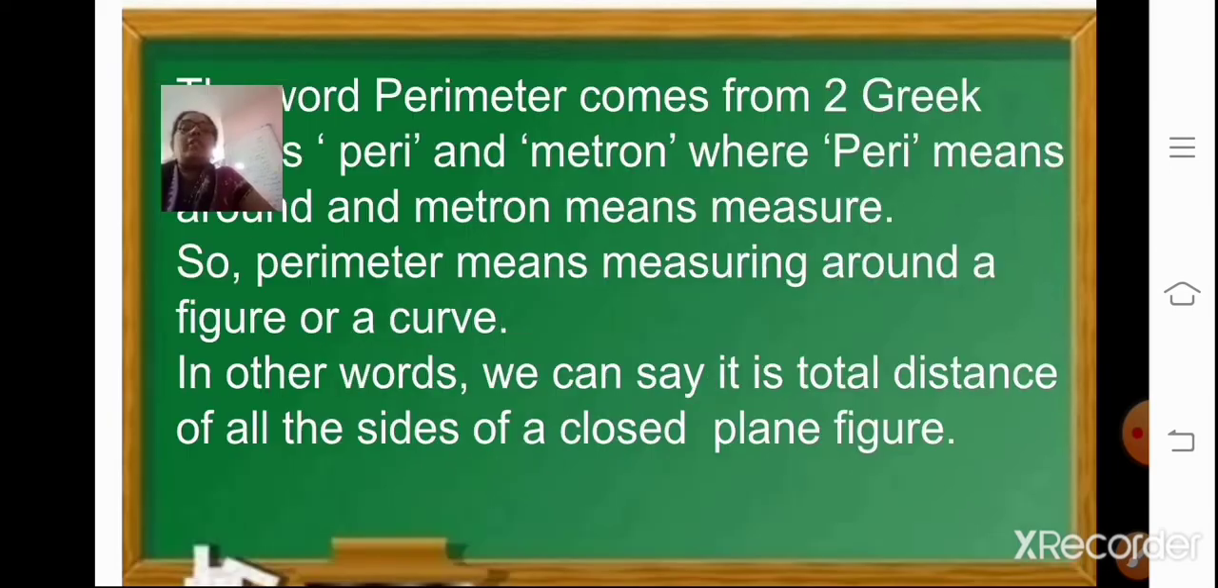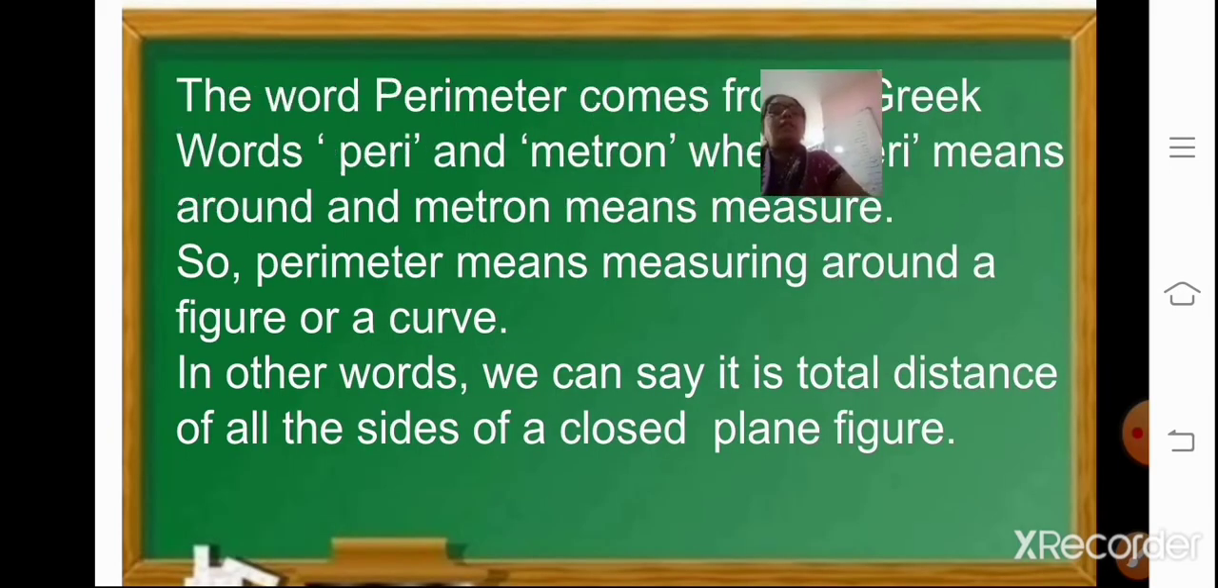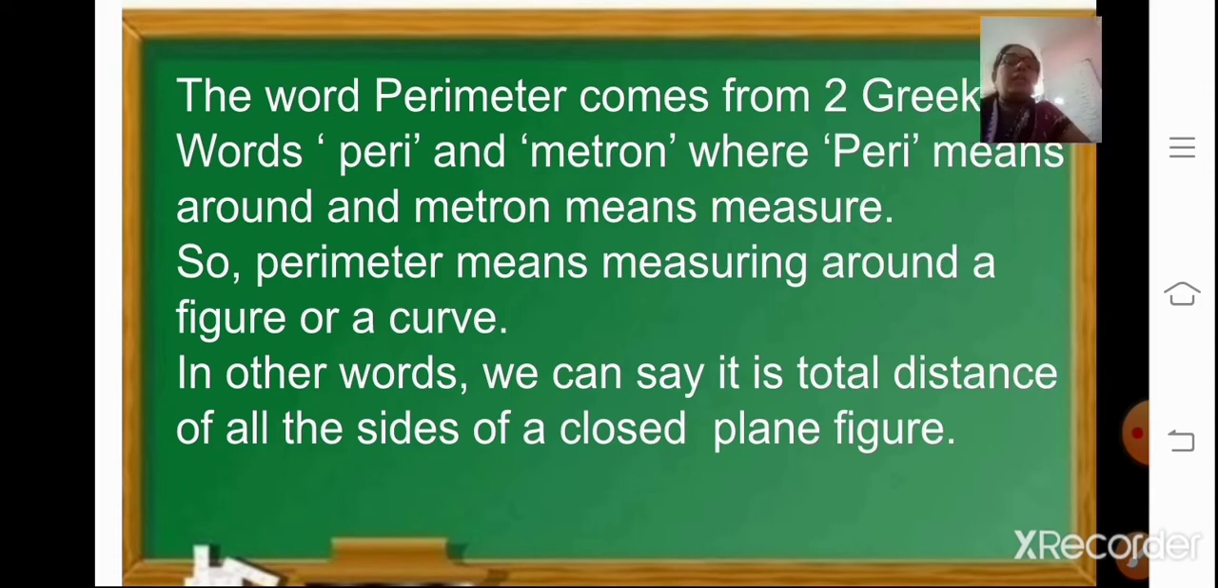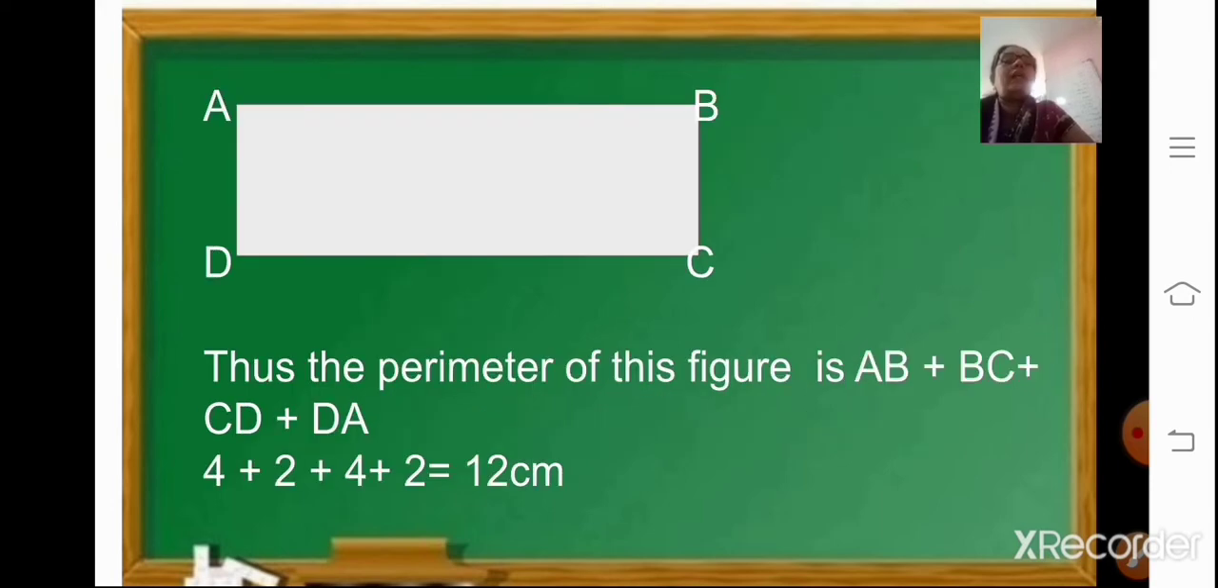Now what does perimeter mean? Children, the word perimeter comes from two Greek words that is peri and metrion, where peri means around and metrion means measure. So perimeter means measuring around a figure or a curve. Now in other words, we can also say that it is the total distance of all the sides of a closed plane figure. Yes, now let us take a quick look at this figure.